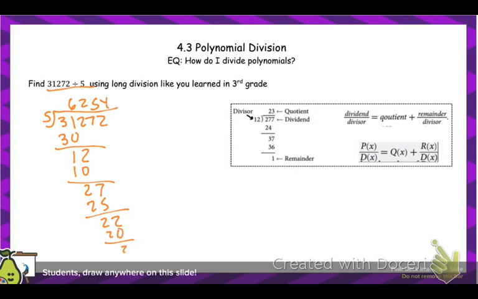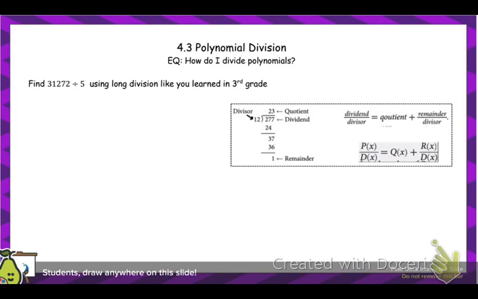At this point, you have a remainder, and you probably learned a couple different things. You could put a decimal point and a 0, and then bring down the 0 and continue with the decimal. You also could write the remainder as a fraction, and that's what we're going to do today. So we'll go ahead and write that as 6,254 and 2/5. So that same process is what we're going to do for polynomial long division.